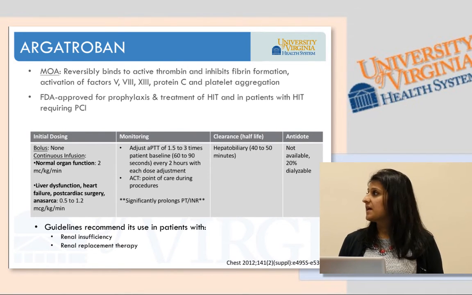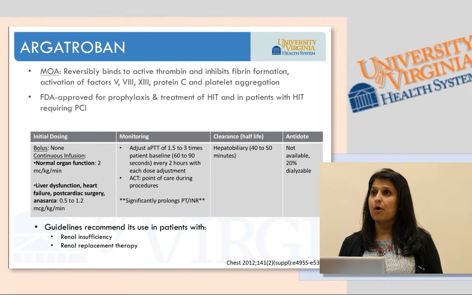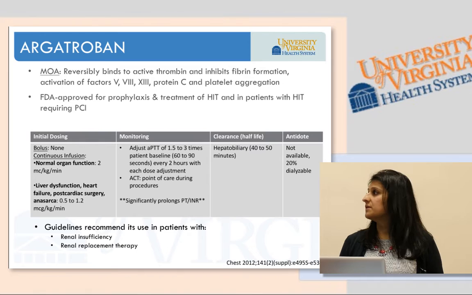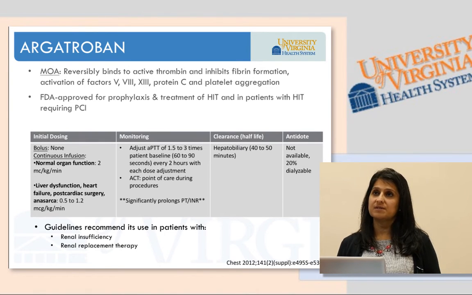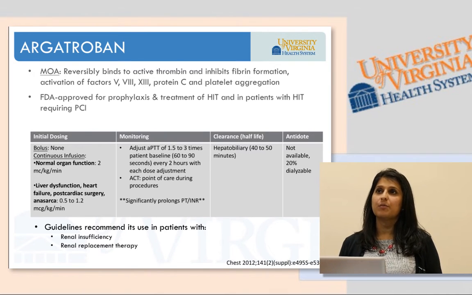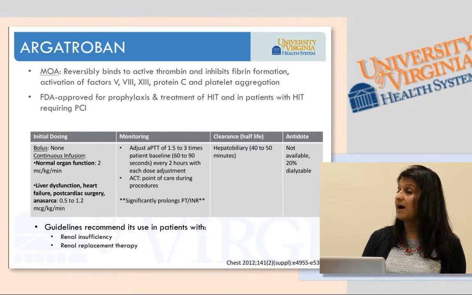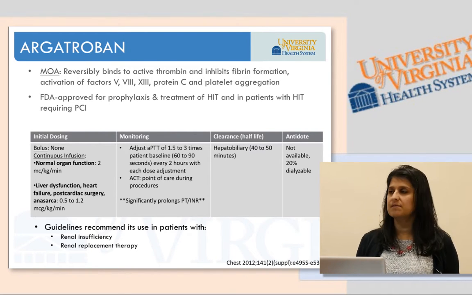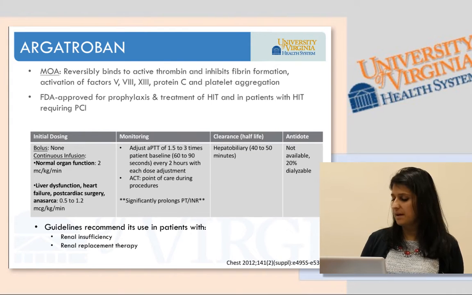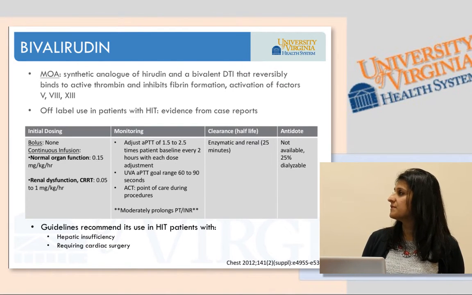So the 2012 CHEST guidelines recommend using argatroban for all patients as a first-line agent, but specifically for patients who have renal insufficiency and patients on renal replacement therapy. However, the guidelines do not point to the dosing of argatroban in renal replacement therapy and do not go into detail of what type of renal replacement therapy, which is why we read a lot of case reports to come up with guidance as to what to do with these agents and how to dose them in patients with CRRT, CVVHD, and all that other type of renal replacement.